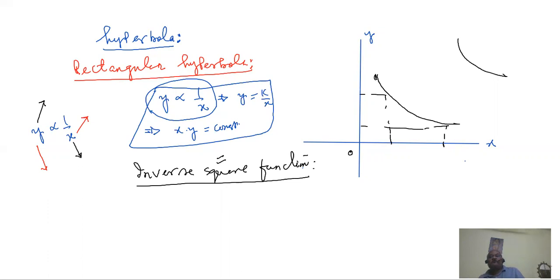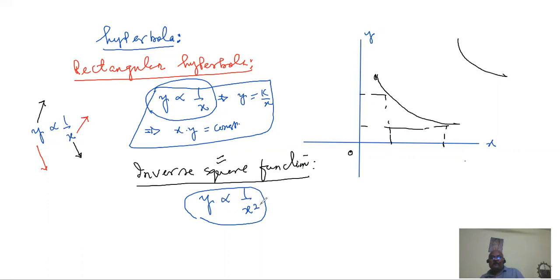To cut down the mystery, let us put it right away: y is proportional to 1 by x square. Don't confuse that with a parabola. In case of a parabola, y is proportional to x square. Here y is proportional to 1 by x square. That is the inverse square function. And don't confuse that with a rectangular hyperbola, which says y is proportional to 1 by x. Here, y is proportional to 1 by x square.